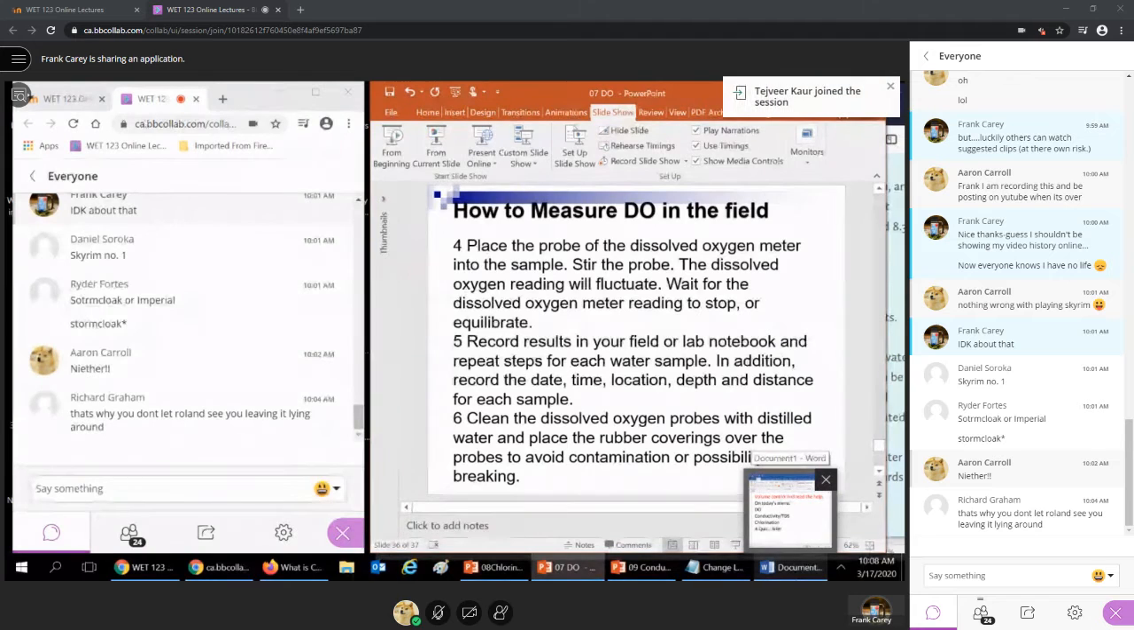Place the probe inside the sample that you've collected. Record the results, obviously. You must put not only your name, date, and location, but include your partner's name or somebody you're with, and the depth. How far out did you measure? Was it 15 meters into the lake at a depth of whatever? What thermoclines were you measuring? All that sort of stuff. And then clean the dissolved oxygen probes with distilled water again, properly store them, and that's it.